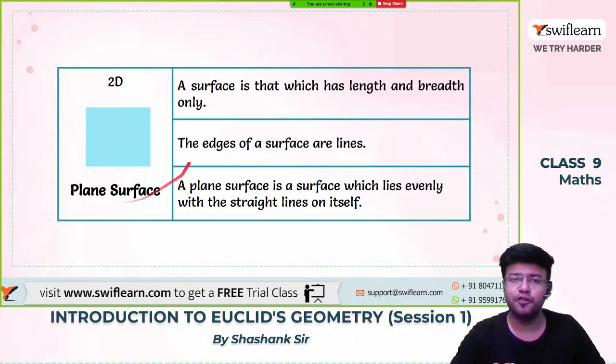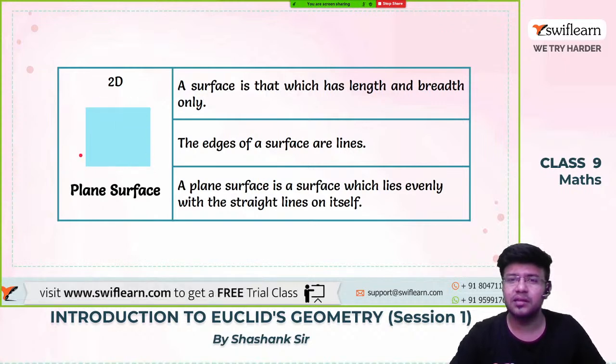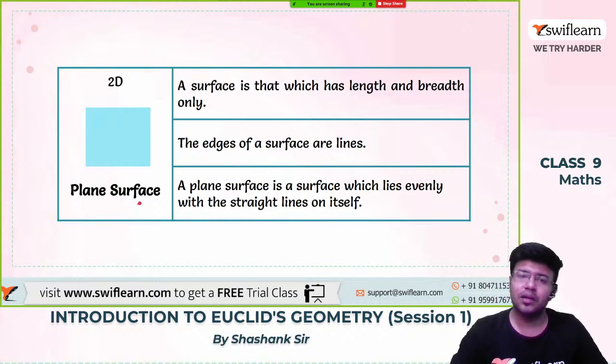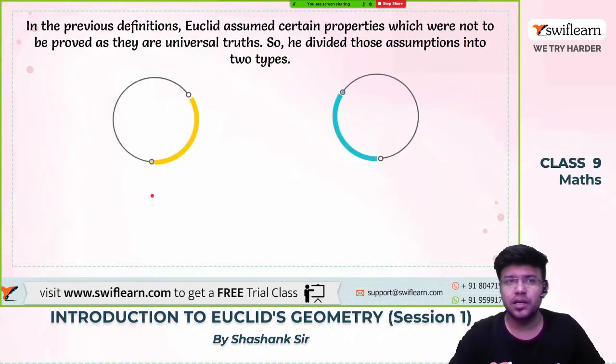Okay, this is a plane surface, and this line, this line, this line, this line, these are all edges and they are lines. And a plane surface is a surface which lies evenly with the straight lines on itself. This is what a plane surface is.